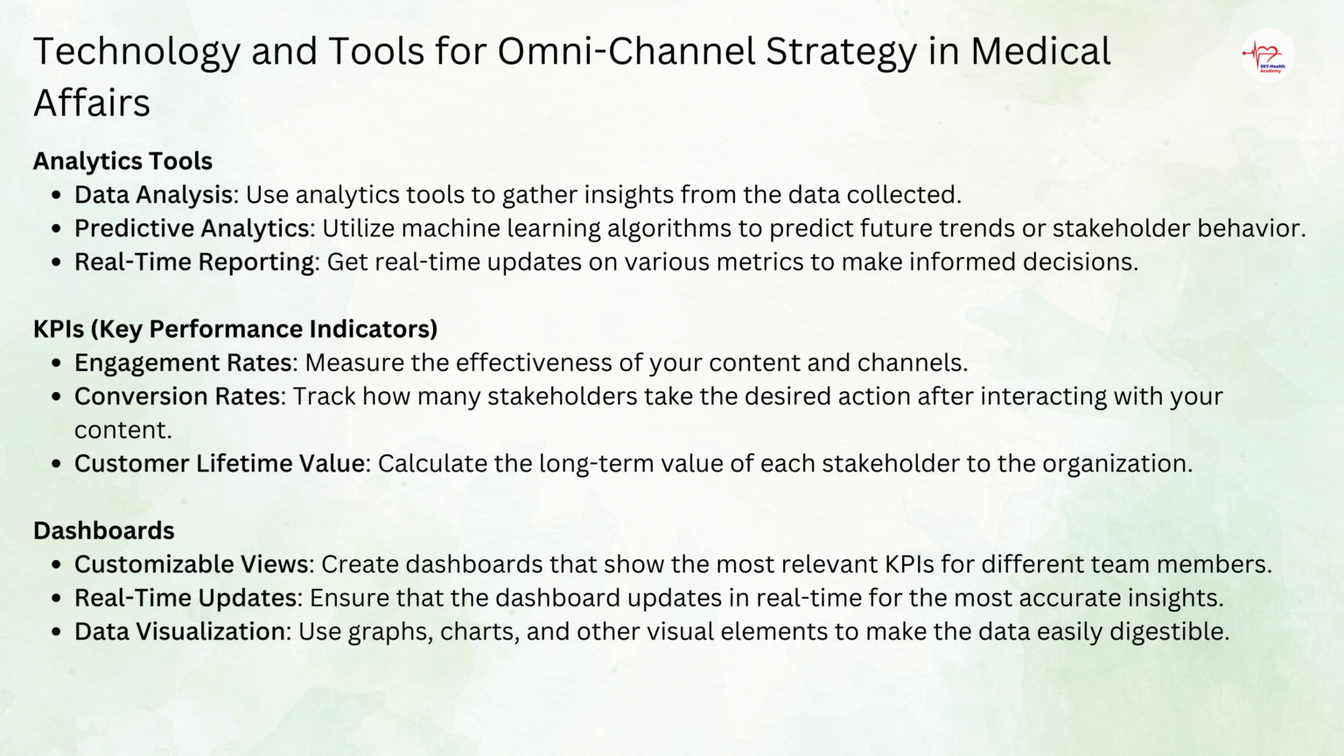When it comes to the key performance indicators, which is probably one of the most attractive areas when we talk about omni-channel strategies, you need to know the engagement rates. You need to know how many customers are really engaging with your platforms. You need to decide on or know the conversion rates, which is tracking how many stakeholders take the desired action after interacting with your content.